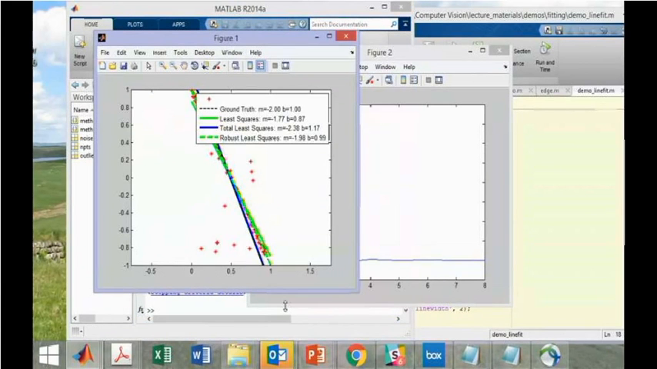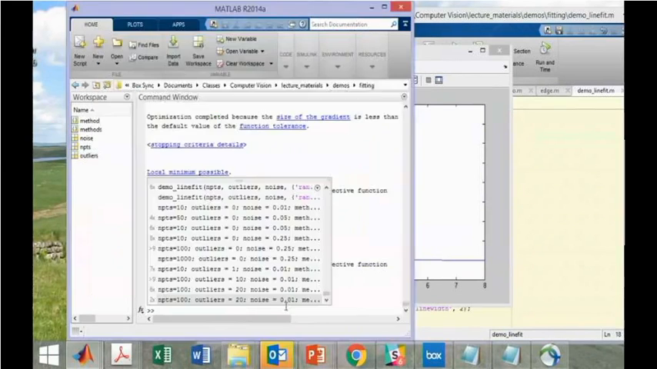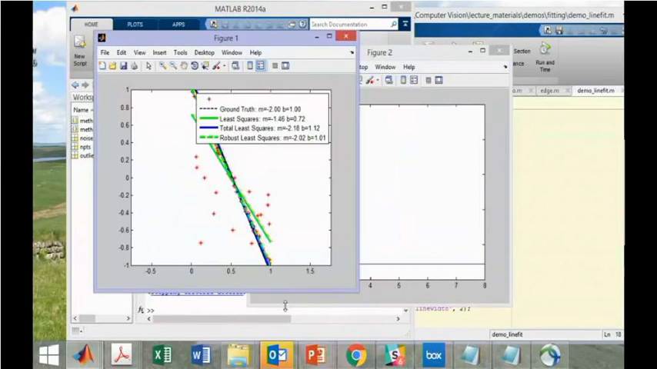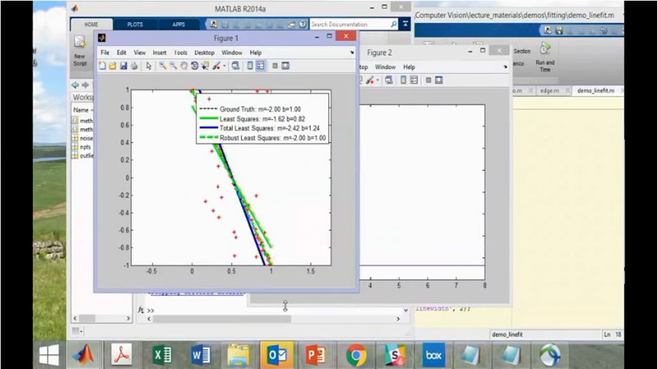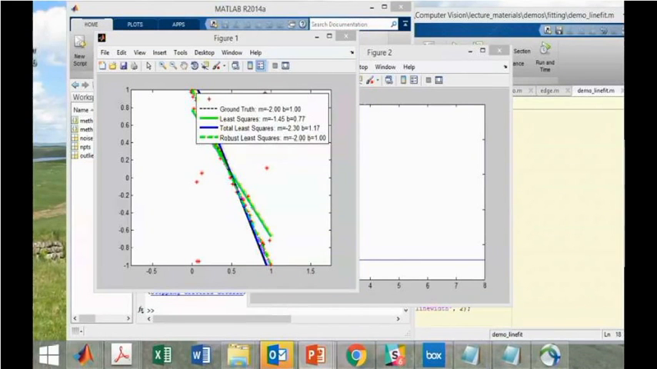So robust least squares, again, nearly perfect. The other ones are significantly off. Right? So every single run, robust least squares is really close to the correct answer. And least squares and total least squares are pretty far off in the slope and the y-intercept. Right, so that's one solution.